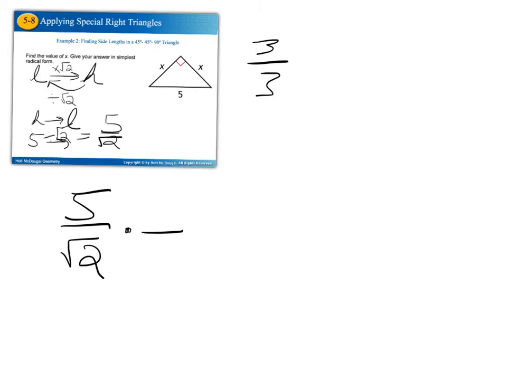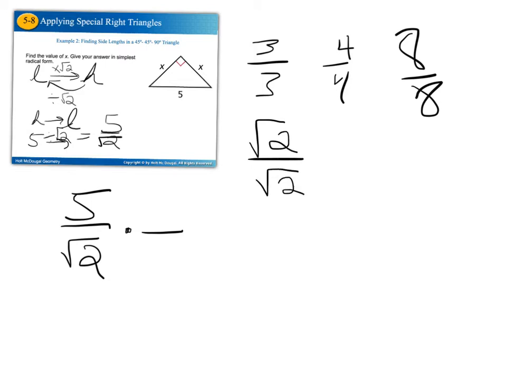3 over 3 can be reduced to 1, same as 4 over 4 and 8 over 8. These are all reduced to 1. When the numerator is the same as the denominator, you can think of it as just 1. So square root of 2 over square root of 2 is also 1. This reduces to 1.